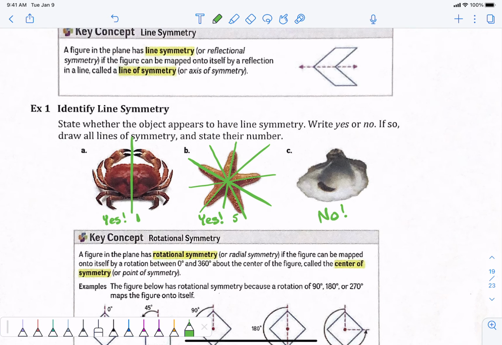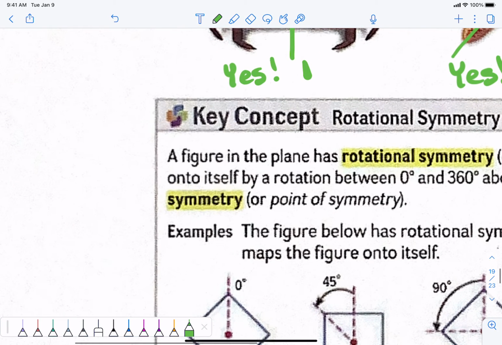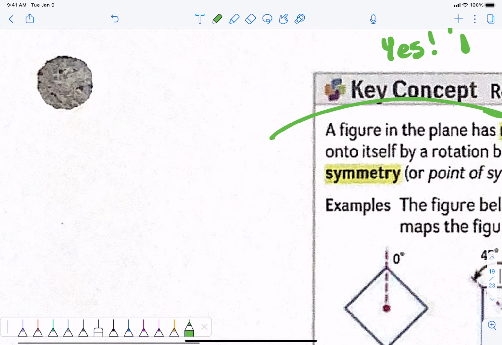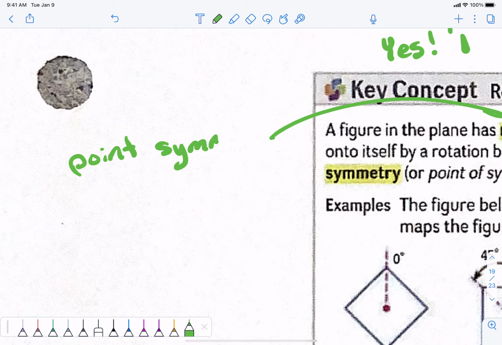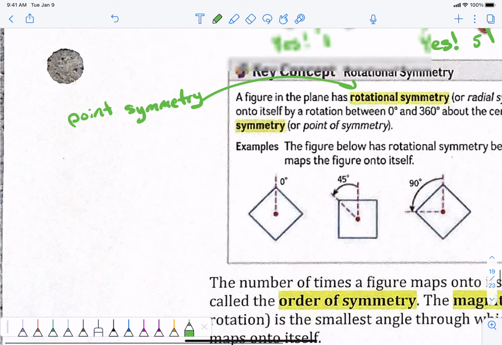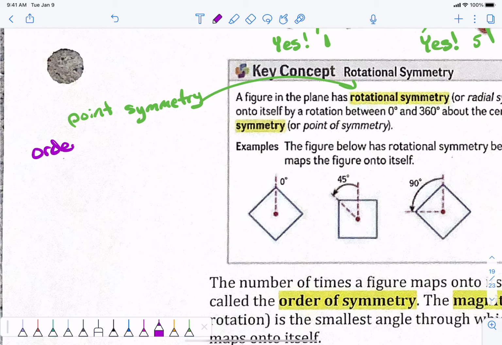The next one is rotational symmetry, or they'll call it point symmetry. We'll do 2 examples, and then I'll show you their examples. When it has point symmetry, there are 2 things that they will have you label. One of them is called the order, and the other one is called the magnitude.